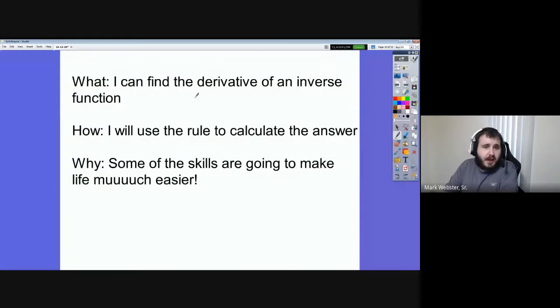So what are we going to be doing today? We're going to be able to find the derivative of an inverse function. How are we going to do this? We will be using the rule I'm going to show you to calculate the intercept. It's actually a very easy rule. And then why are we doing this? Some of the skills are going to make life much easier.